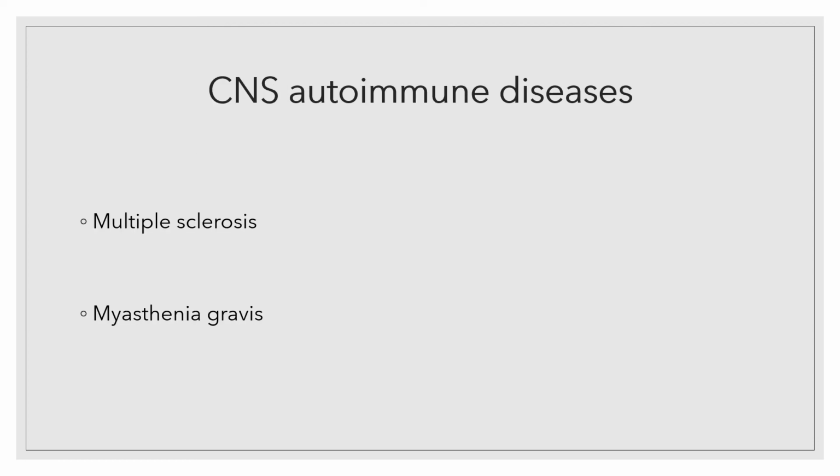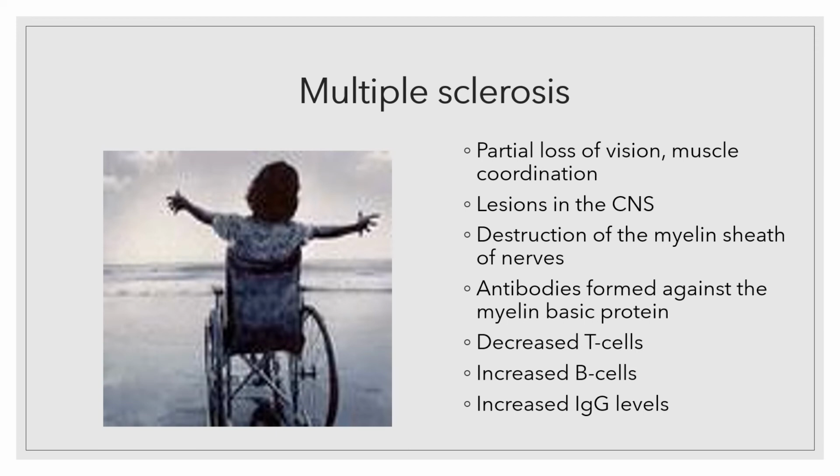There are two central nervous system autoimmune diseases that I want to talk about today. One is called multiple sclerosis, and the other one is myasthenia gravis. Multiple sclerosis presents with a partial loss of vision and loss of muscle coordination. This is sometimes referred to as facial palsy.